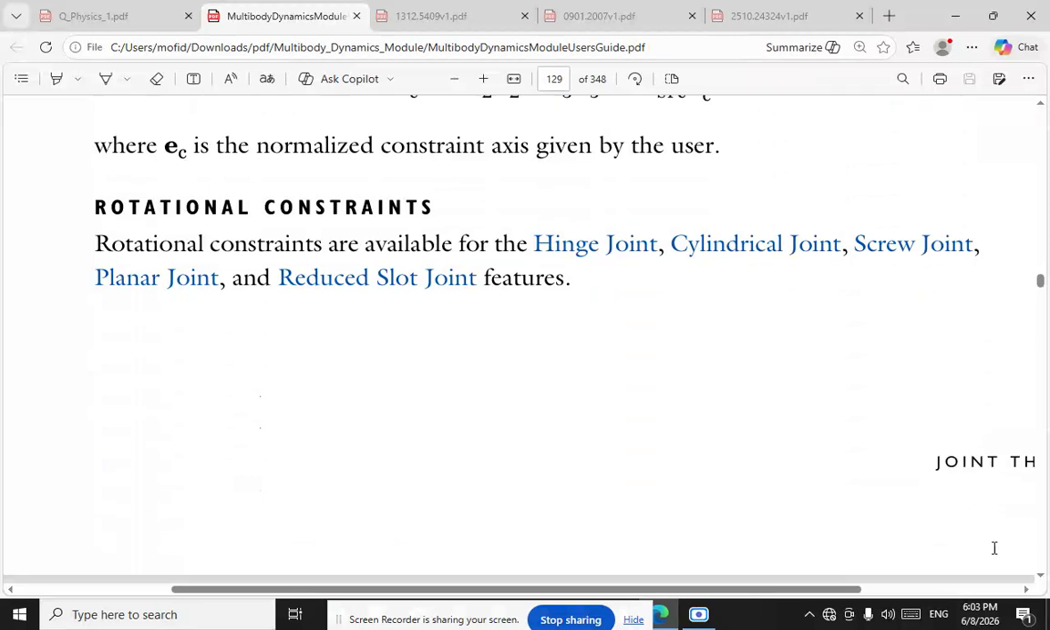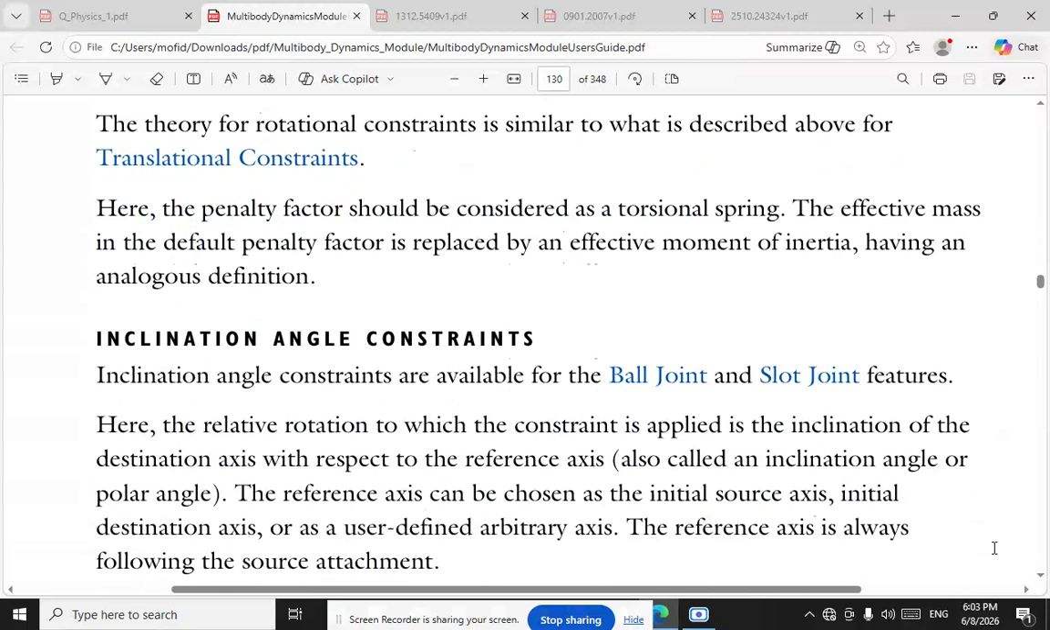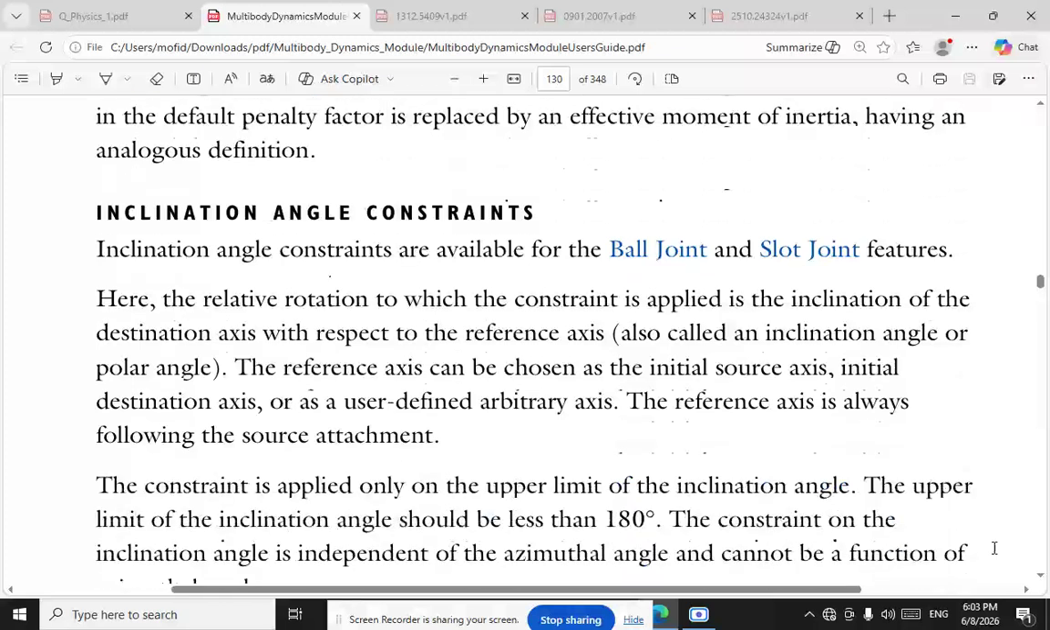Now I want to go to the rotational constraints. Rotational constraints are available for the hinge joint, cylindrical joint, screw joint, planar joint, and reduced slot joint features. The theory for rotational constraints is similar to what is described above for translation constraints. Here, the penalty factor should be considered as a torsional spring. The effective mass in the default penalty factor is replaced by an effective moment of inertia having an analogous definition.